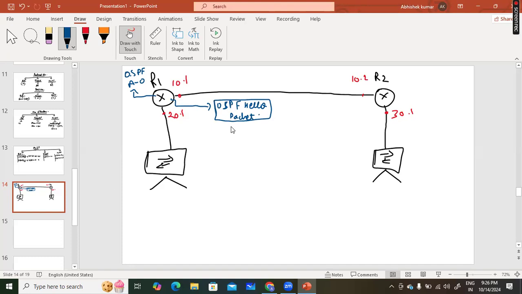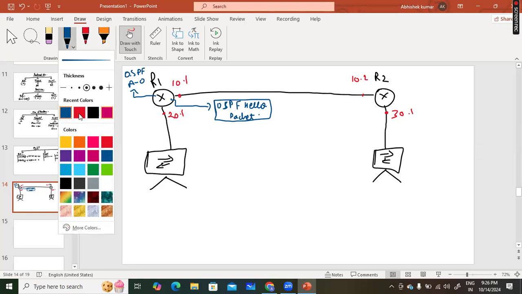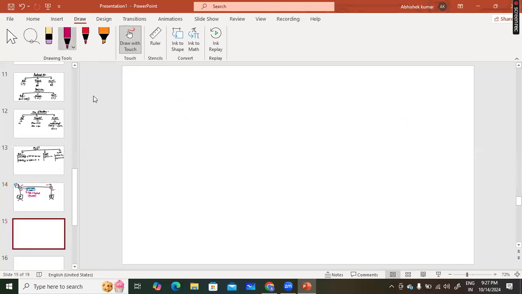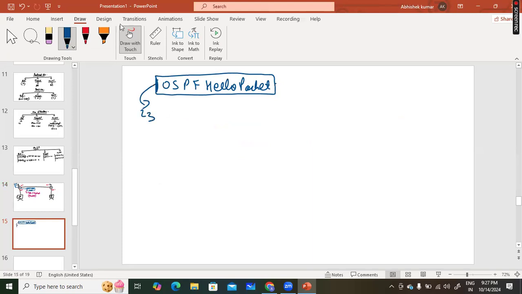Now, the moment this OSPF hello packet is generated, what will happen? It will straight away hand it over to layer 3. What will happen to this OSPF hello packet? I'm taking a new slide. So this is my OSPF hello packet, handed over to layer 3.